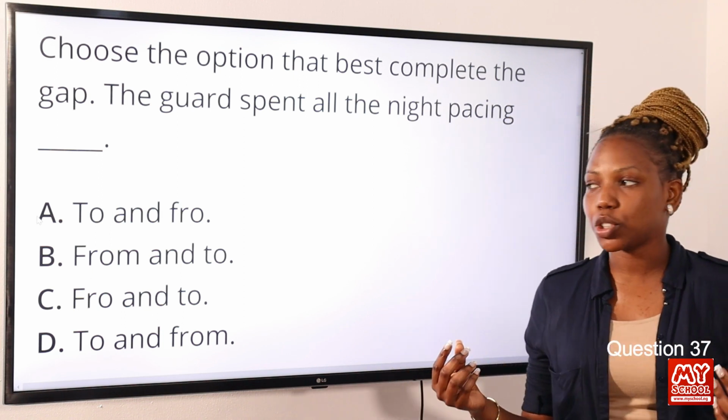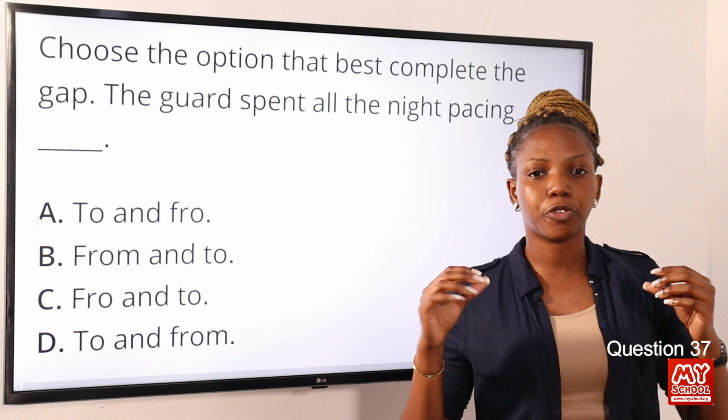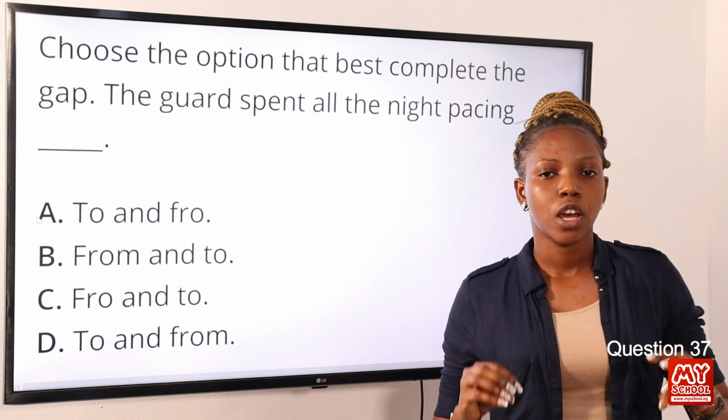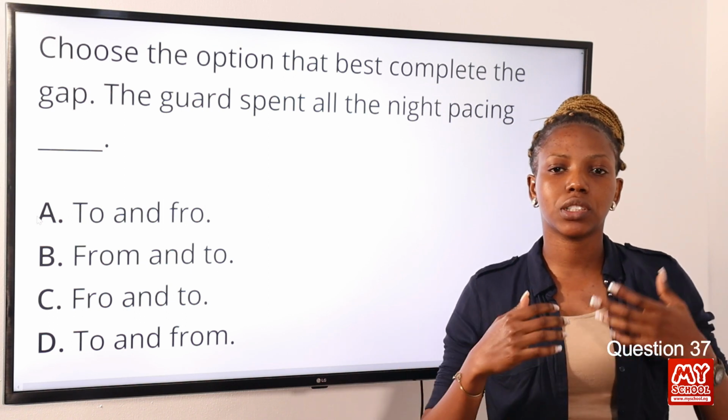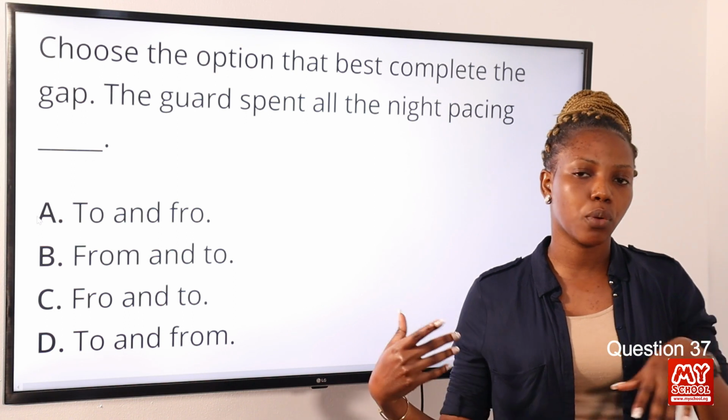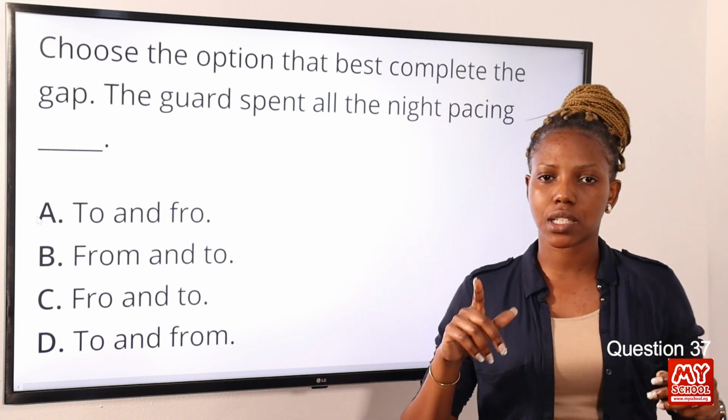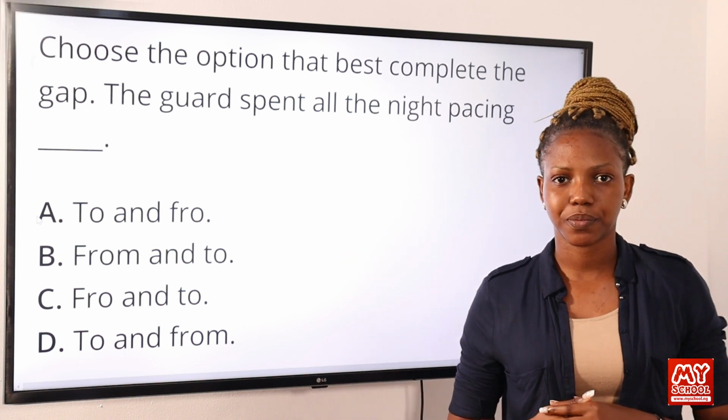Now the answer to this question is to and fro. So to and fro is the appropriate phrase that is used to describe a constant movement forward and backward. So option A is the correct answer to this question.